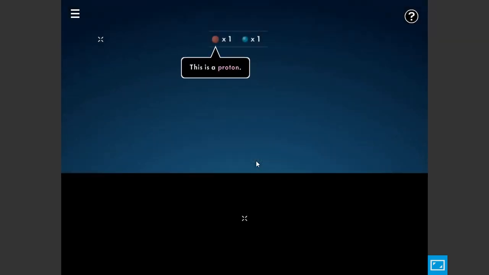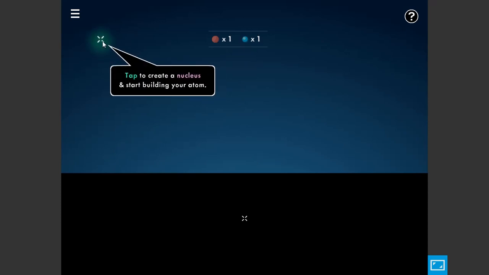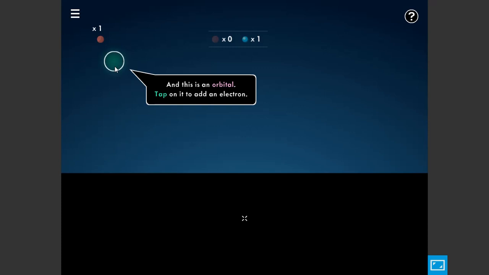So during the tutorial, they'll teach you how to do it. They're telling you this red one is the proton. This is basically where you can create your nucleus. So click, and the proton will go there. This is the electron, and this is the orbital. If you click the orbital, it will go there.